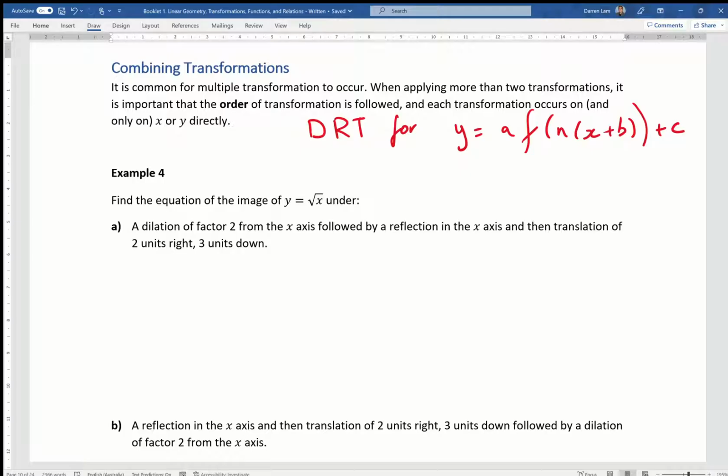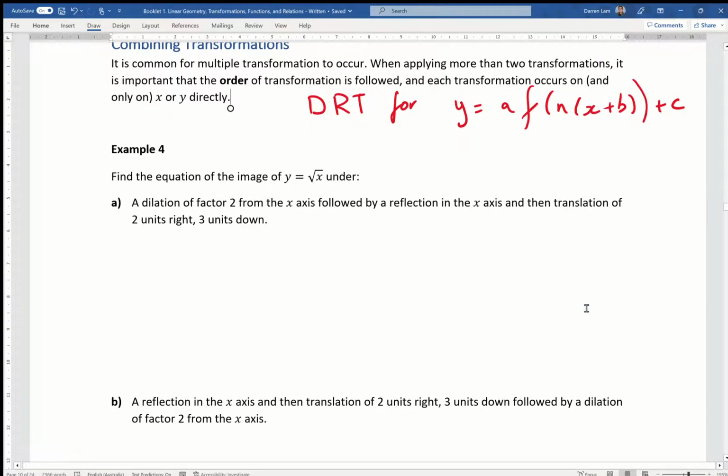Let's jump into our example. Beforehand, we're asked to find for example, translation or the dilation, etc. Now we've got multiple steps. In this case, we're finding the image of y equals root x under a certain amount of transformations. I'm going to focus on the f of x pathway. You're welcome to use the coordinate mapping, and I'm happy to go through that with you later on if you need to, but I'm going to focus on the f of x formatting for this case.